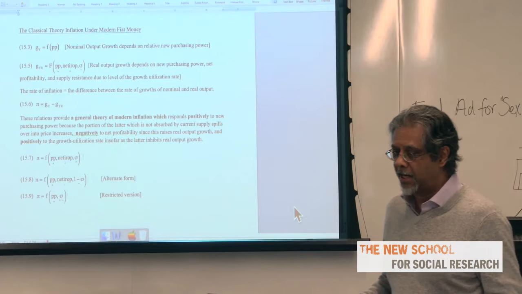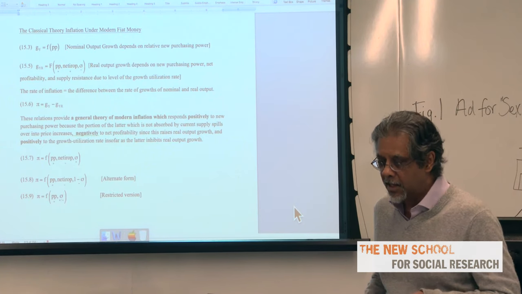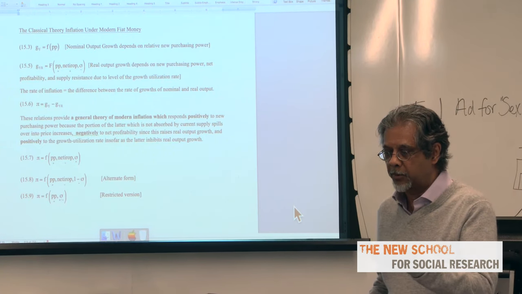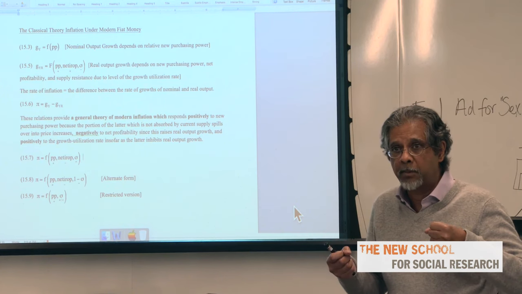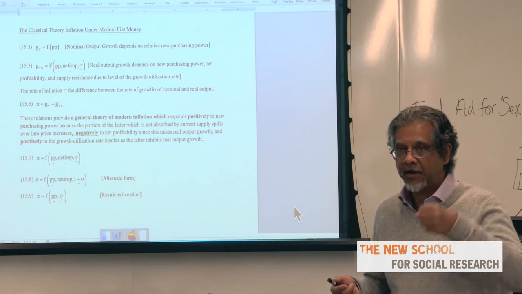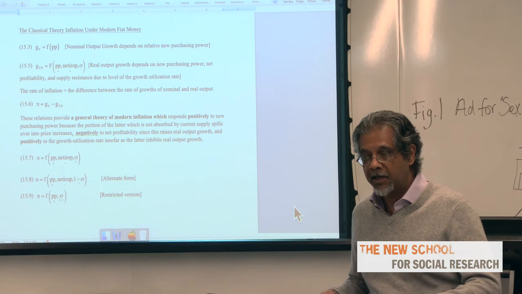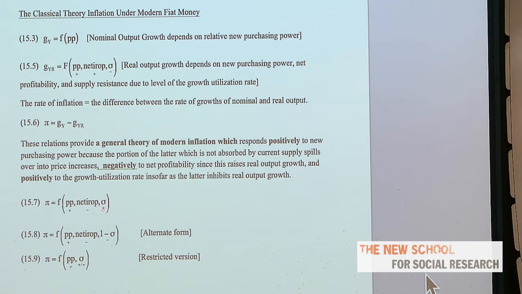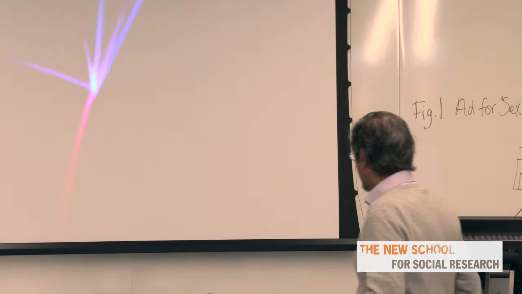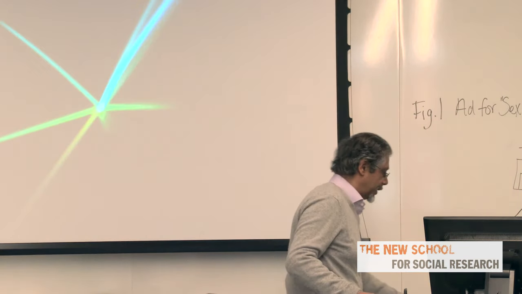That's simply a way of saying that when profitability expands, real output growth is able to expand more rapidly, which means that a pull from purchasing power will have less of an effect on inflation and will show up more in real output growth. And then the growth utilization rate, since it has a negative effect on real output growth, has a positive effect on inflation.